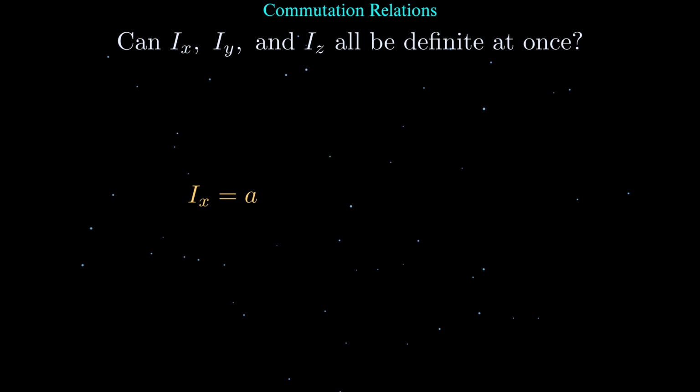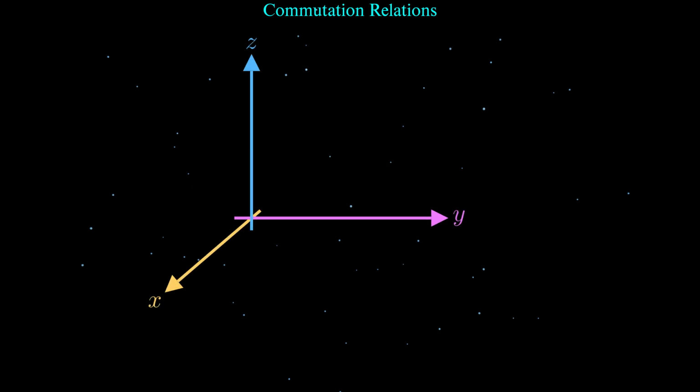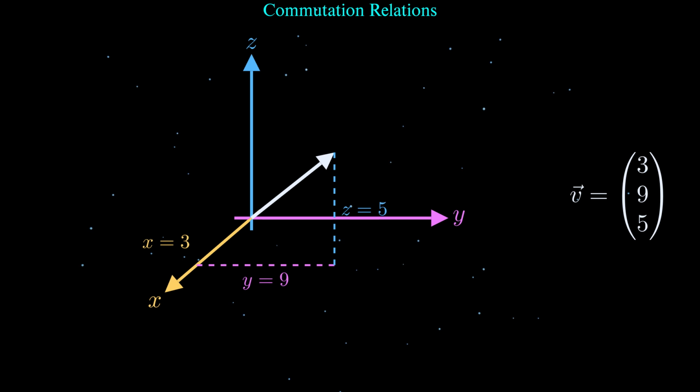As in, can a spin 1/2 nucleus have a definite x component, a definite y component, and a definite z component all at once? And classically, we'd probably say yes. If I had a normal arrow in 3D space, like this one here, I can describe it by giving you its x, y, and z components. Let's say 3, 9, and 5. There's nothing mysterious about that. The arrow has projection along x, it has projection along y, and it has projection along z. So if spin were literally a tiny classical arrow, then measuring Ix, Iy, and Iz at the same time would not be a problem.